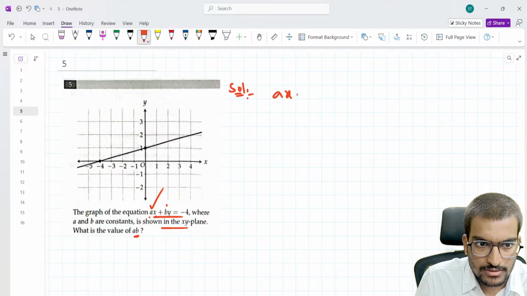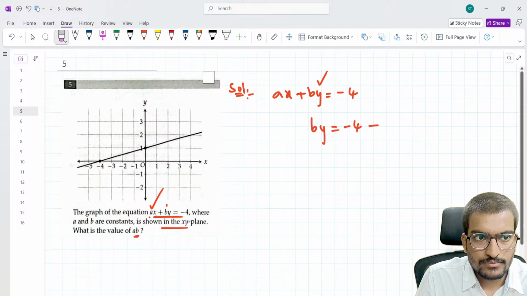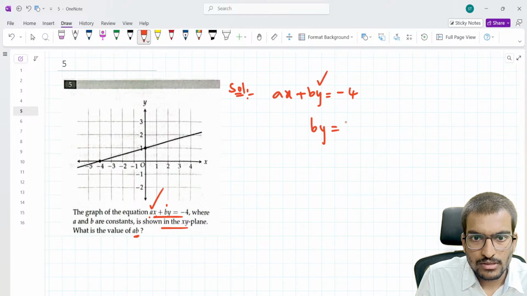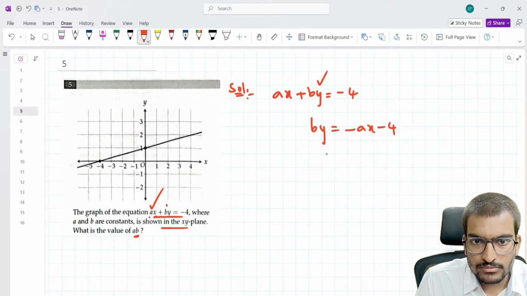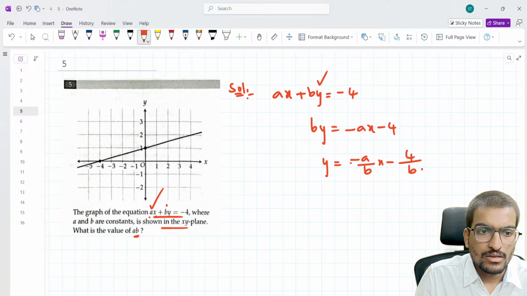First, AX plus BY equals negative 4. What I do is I keep it in the format of Y equals MX plus B. So BY equals negative AX minus 4. Now Y equals negative A by B X minus 4 by B. But we need to find the value of B.